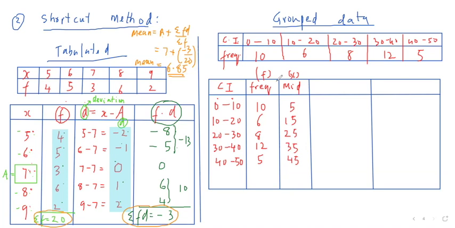All right, the next task is assumed mean. I'll just pick a random assumed mean over here. And that assumed mean, I have to pick from which column? Naren, can you hear me? Yes, sir. Which assumed mean do you think we should pick? The middle one. Which one is that? 20 to 30, 25. 25, brilliant, well done.